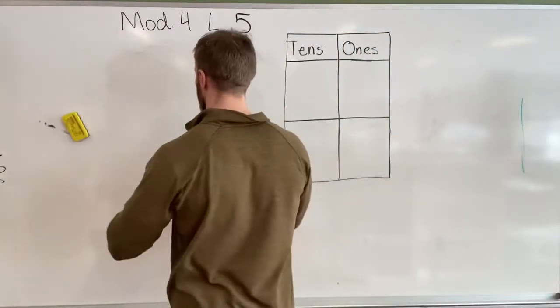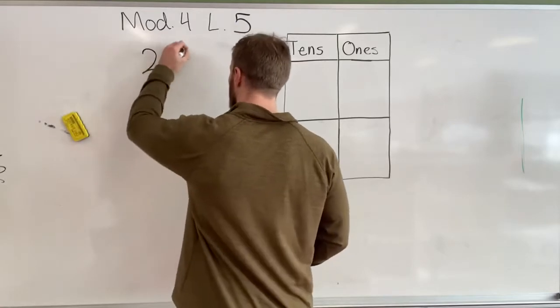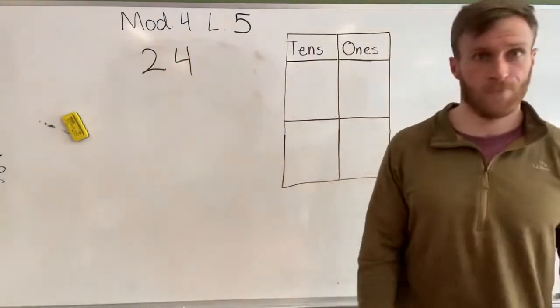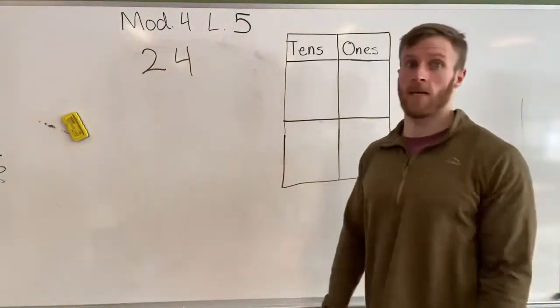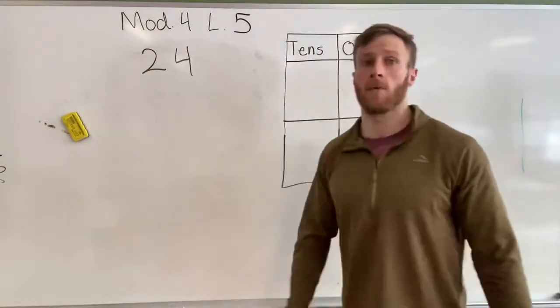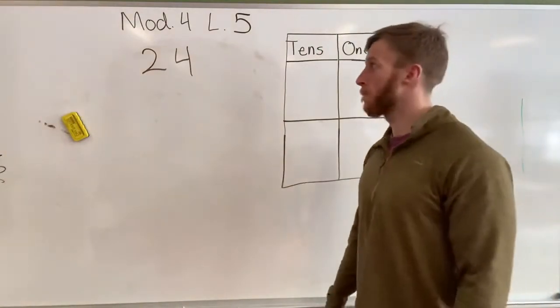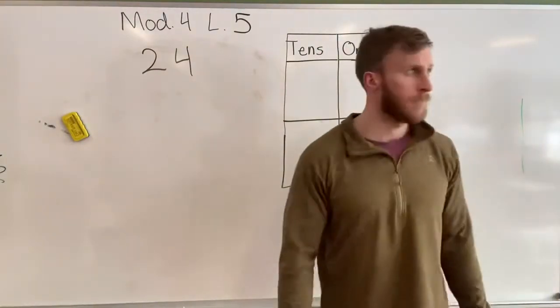I want you to draw the number 24. Okay? Remember, look at the tens place to see how many tens you're going to draw. Look at the ones place to see how many ones you're going to draw. Take 5 more seconds.